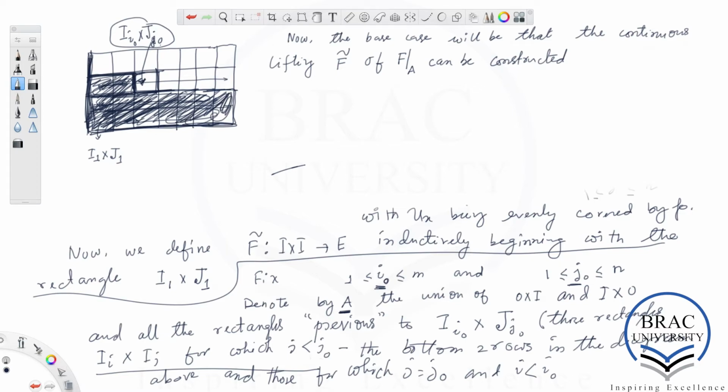So only these regions. This rectangle is not included. So this is A, and this is the inductive hypothesis that f tilde can be constructed, if f restricted to A can be constructed, right?